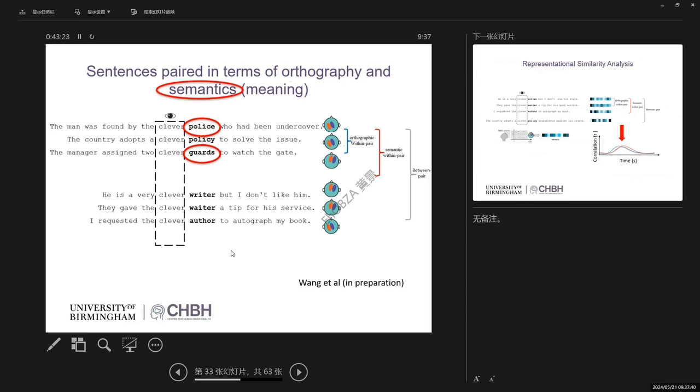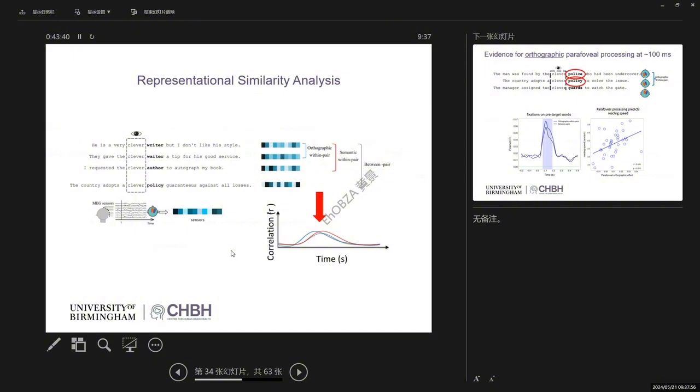And we do that with respect to when people fixate on the word clever, right? Because when you fixate on clever, then we can ask how much is done in terms of parafoveal processing at the orthographic and the semantic level. And this is, again, how we do the analysis.